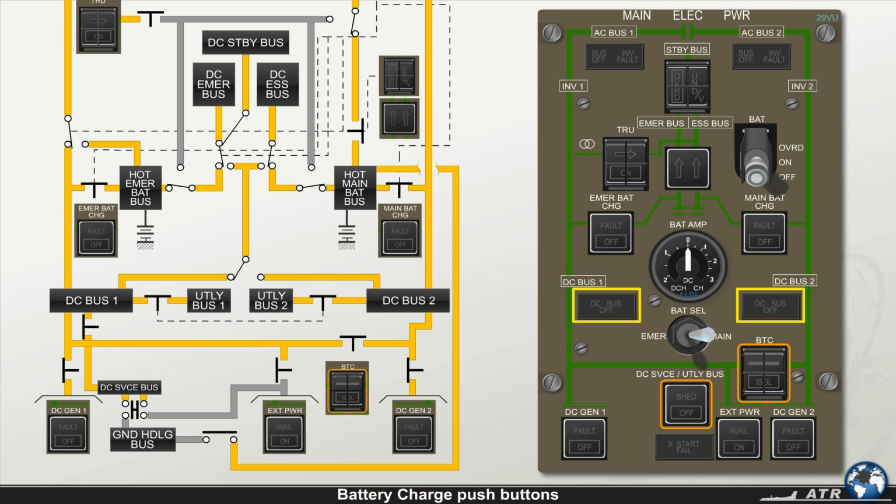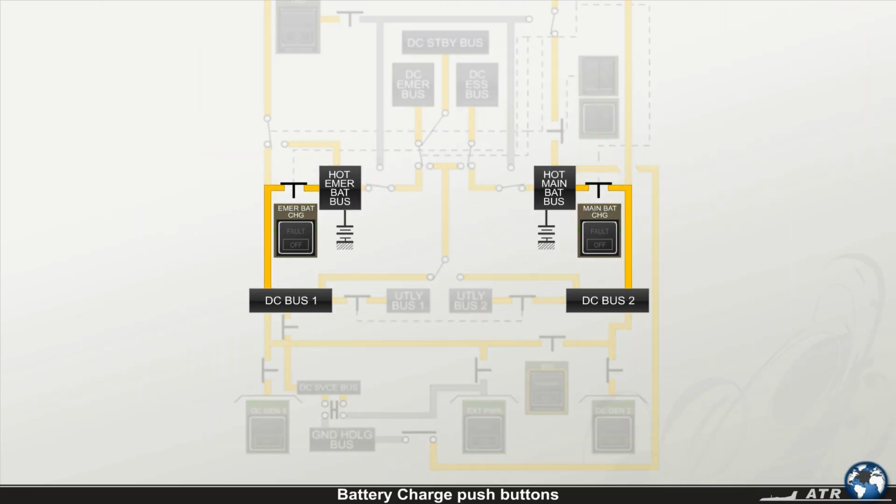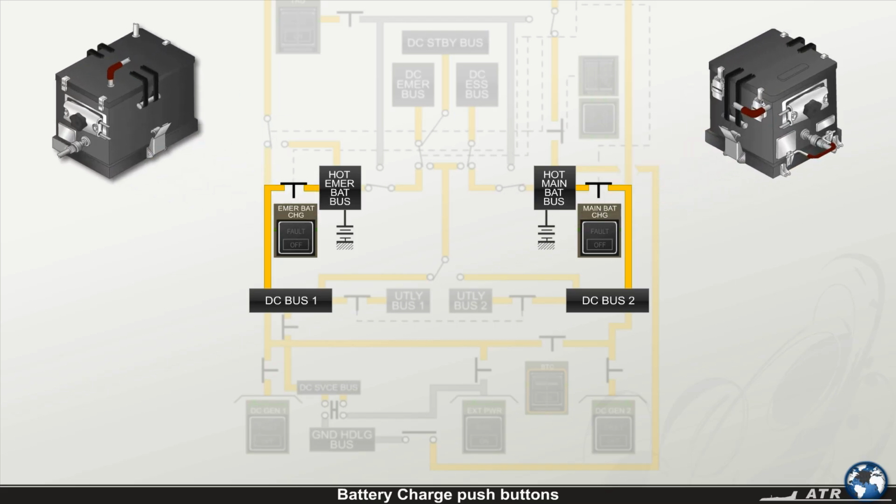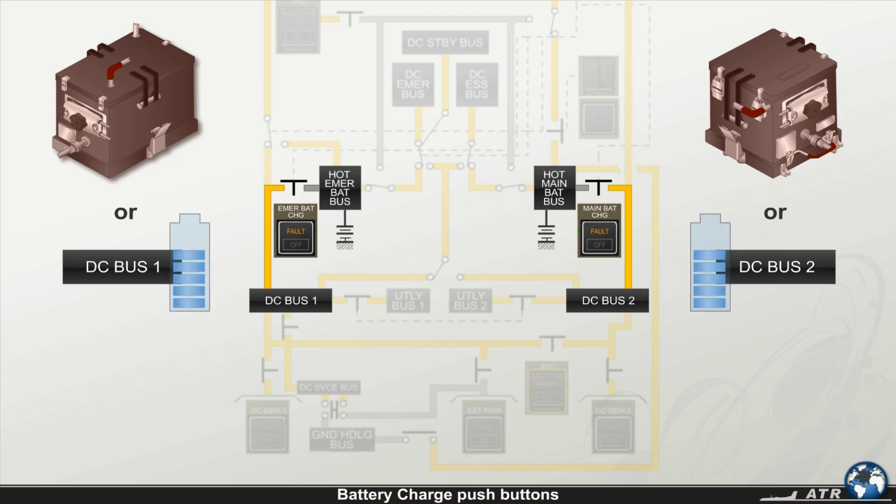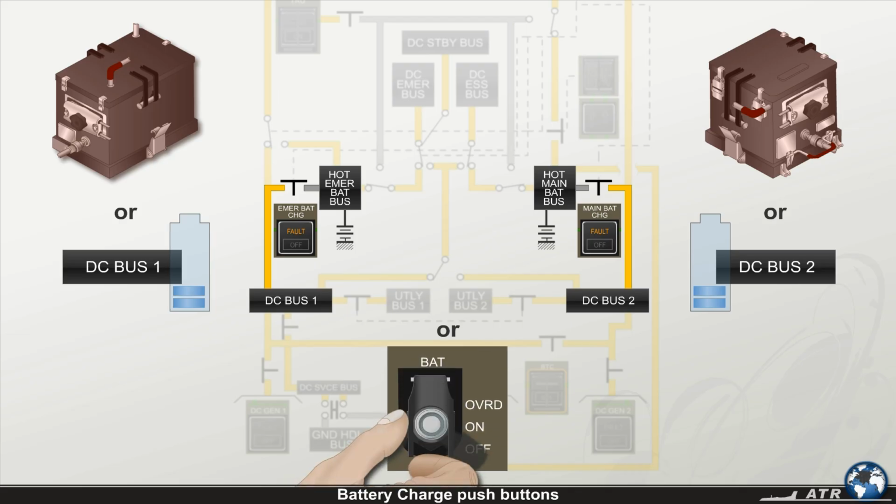Located directly above the DC bus off indications, the main and the emergency battery charge push buttons permit control of the associated battery charge contactor. The normal depressed position of the push button shows no indication and allows the MFC to control the associated battery charge contactor. The battery charge contactors are in normal position closed and automatically open if either an incipient thermal runaway of the related battery is detected, an undervoltage of the supplying main DC bus is detected, or when the battery toggle switch is set to override.